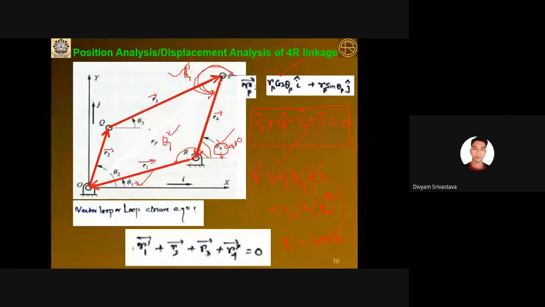Sir, to solve a system of equations, the number of variables should be equal to the number of equations. Number of independent variables should be equal to the number of equations. Who told you? Sir, if theta 3 can be expressed in terms of theta 2, then we don't require any independent equations for that.